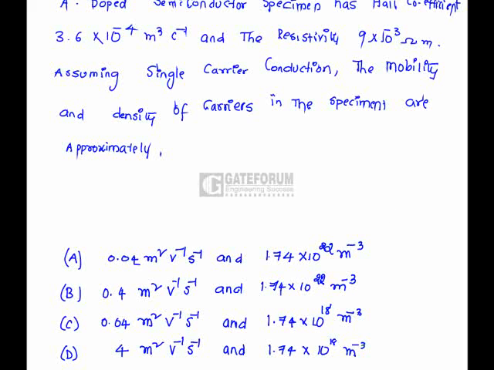The question is: a doped semiconductor specimen has the Hall coefficient 3.6 × 10^-4 m³ per coulomb and the resistivity 9 × 10^-3 ohm meter. Assuming single carrier conduction, the mobility and the density of carriers in the specimen are approximately.